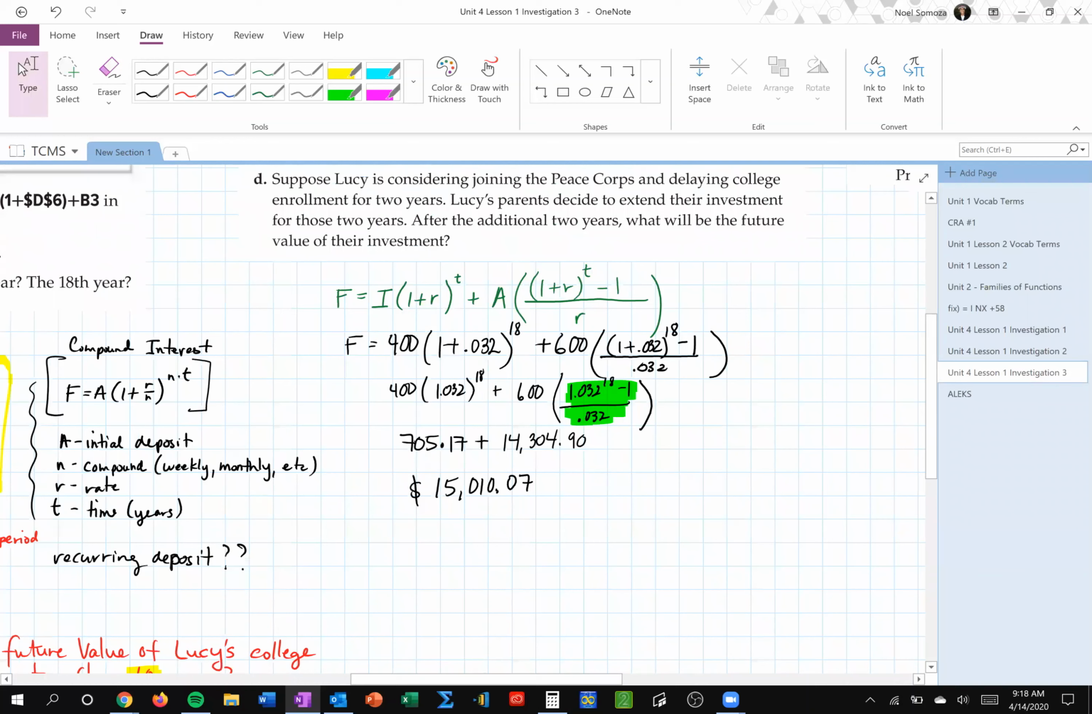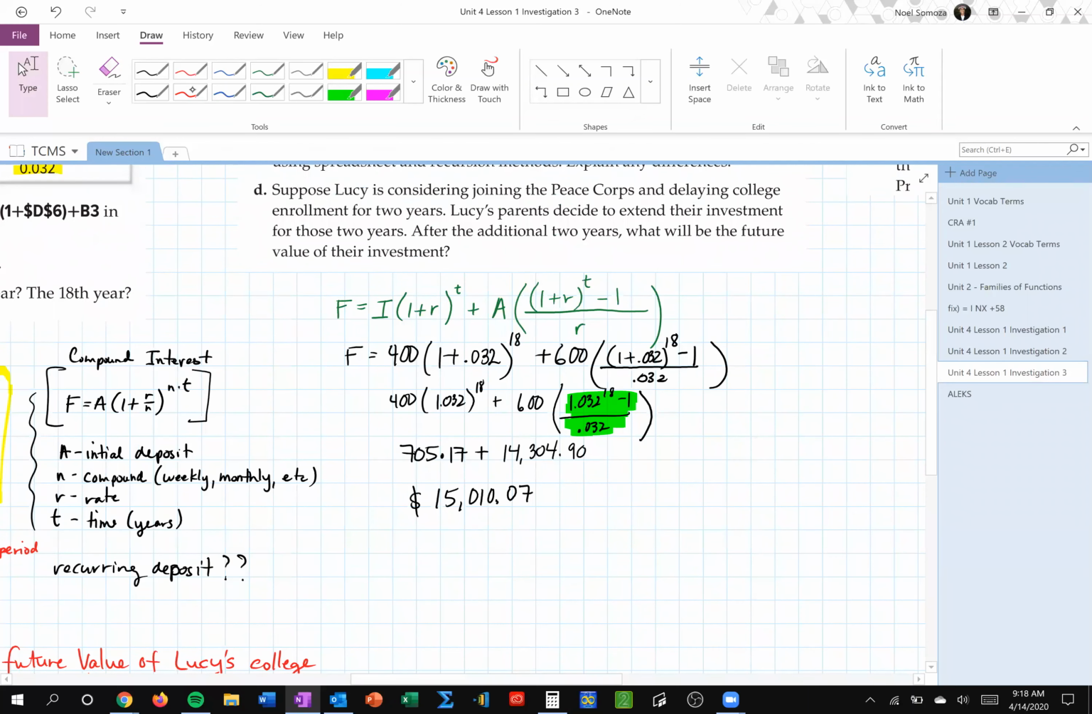Okay, so then part D is essentially asking us to do this again. So this would probably be one of those questions in class where I'd have you do it on your own. But in this case, we'll just talk about what needs to be done, rather than going through the calculation all over again. So suppose Lucy is considering joining the Peace Corps and delaying college enrollment for 2 years, right? So this is under the assumption that from the time you're born and the time you start college, it's about 18 years, right? So that's why we're using 18 for this particular problem.